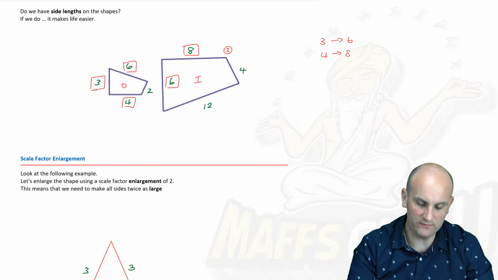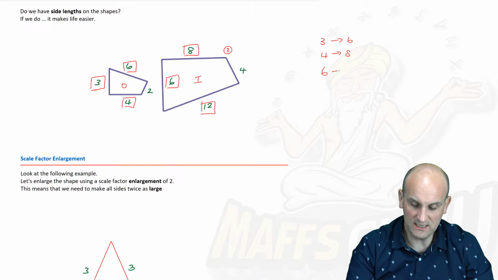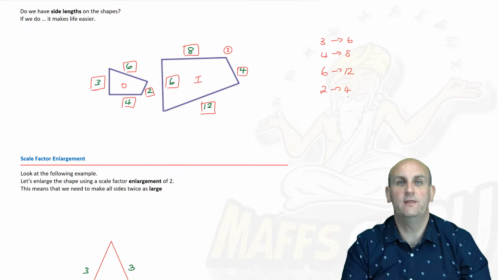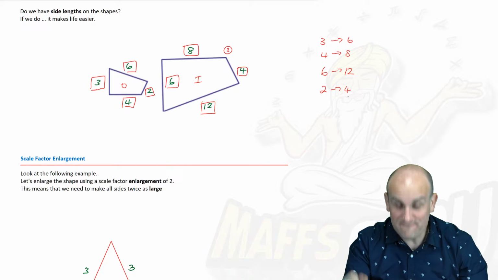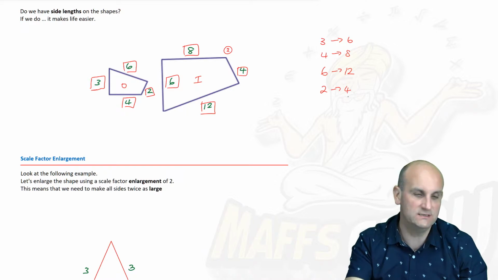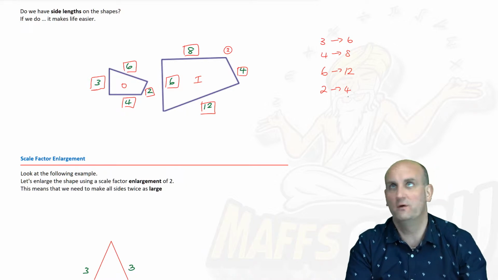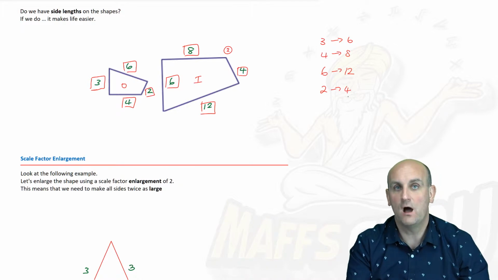What about this 6 here? What does that match up with? Well, fingers crossed, the 12. So 6 goes to 12, and then finally 2 has gone to 4. And every one of you out there should now be screaming at me going, well, hold on a moment, they're all doubled. And that's the trick to similarity. If every single side has been multiplied by the same number, has been doubled or tripled or quadrupled or multiplied by 1.5, because we can have decimals, then they are similar.